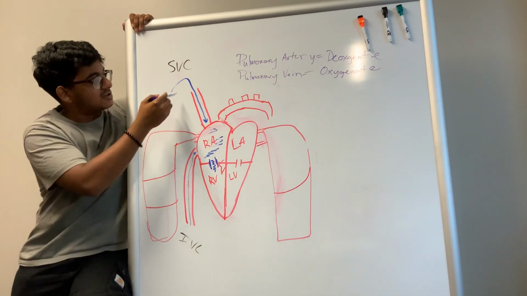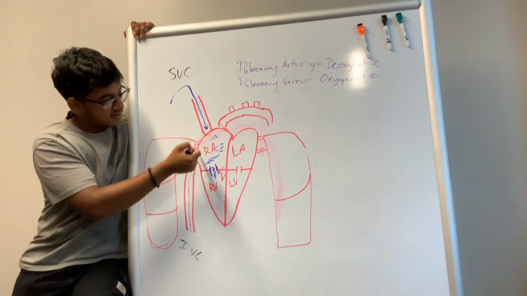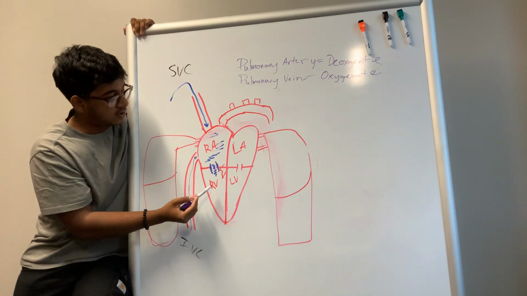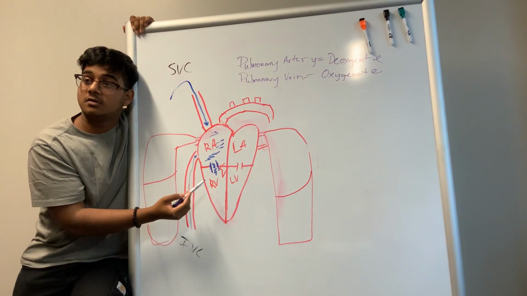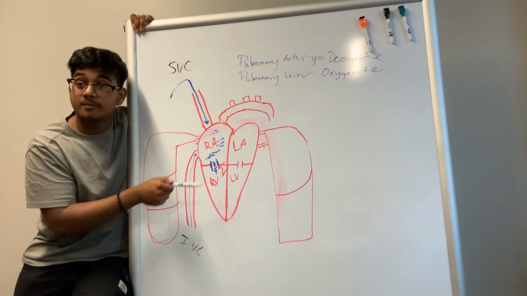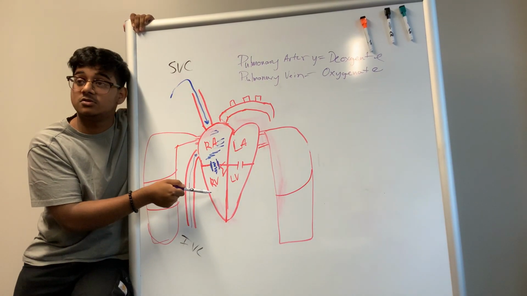Alright. What is this? That's the superior vena cava. What is this? Inferior vena cava, right atrium, right to where? Right ventricle. Through where? Through the tricuspid valve. Yeah, tricuspid valve. Good. Tricuspid valve into the right ventricle.